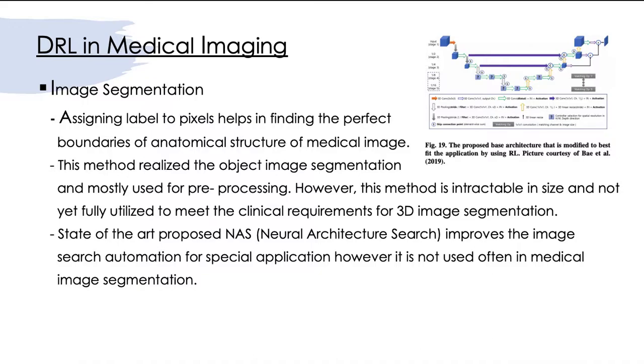Image segmentation is assigning labels to pixels and finding the perfect boundaries of the anatomical structures of medical images. And this method realizes object image segmentation. It's mostly used for pre-processing. However, this method is intractable in size and not yet utilized to meet the clinical requirements for 3D image segmentation. Another proposal used for image segmentation is the state-of-the-art NAS, or neural architecture search. It improves the search automation for a special application. However, it is also not often used in medical image segmentation.